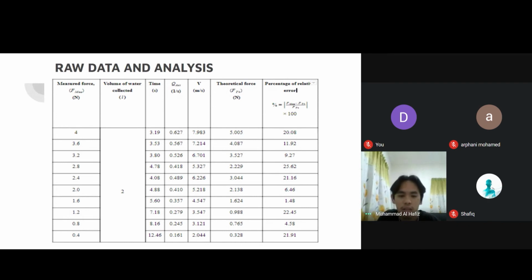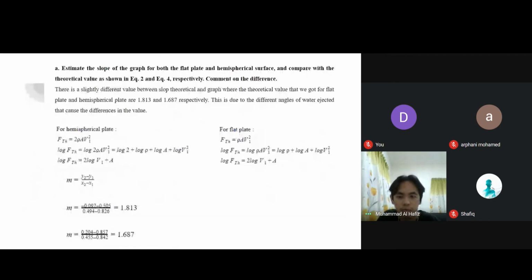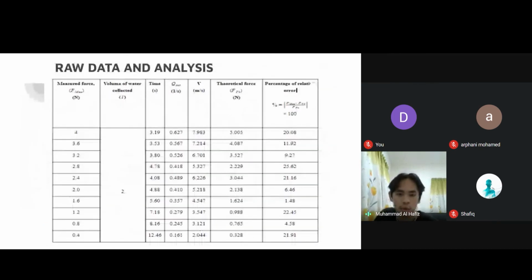For the theoretical force, just like Haikal said before, for the flat plate it is rho A V squared, and for the hemispherical plate it is 2 rho A V squared. This is the data we got after calculating the values.